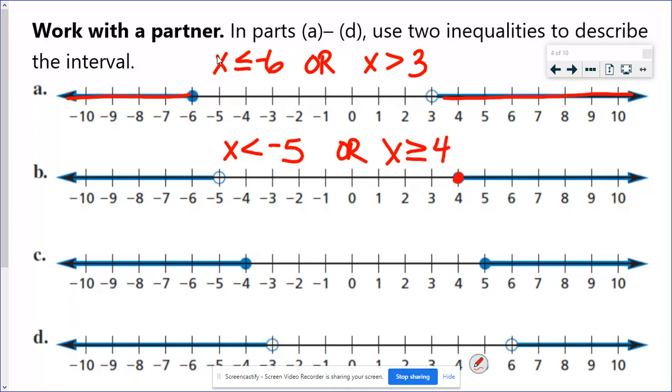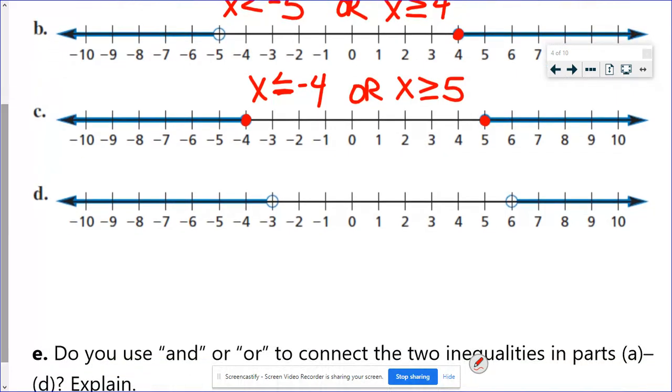In letter C, x is less than or equal to -4. This one is filled in, so it does have that equal sign. Or x is greater than or equal to, filled in, 5.